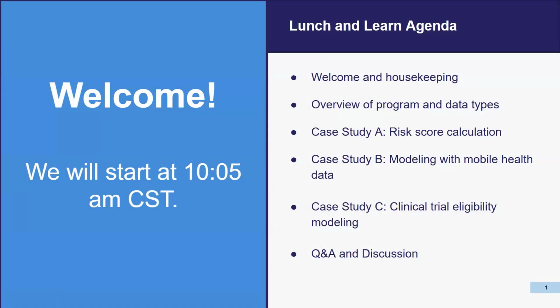We'll go into three case studies: the risk score calculation, modeling with mobile health data, and lastly, clinical trial eligibility modeling. And as you probably just heard, we are going to ensure that our session is recorded, and we will distribute that later on. And we will end our session with time for questions and discussion.